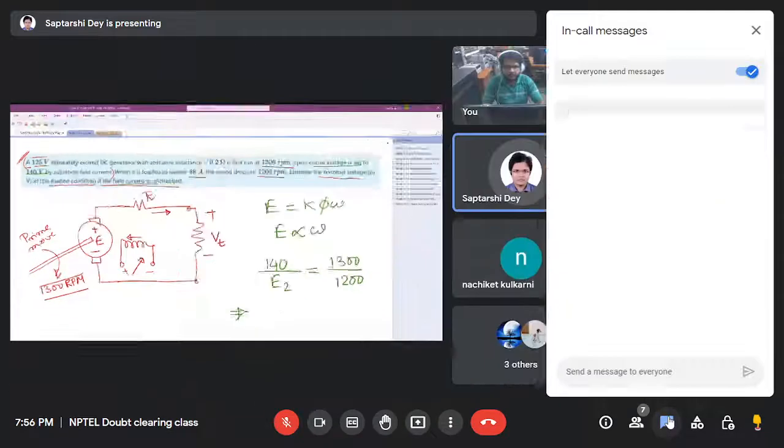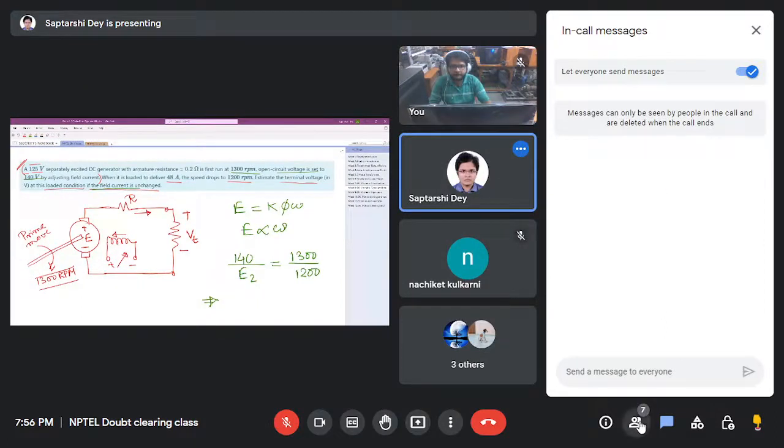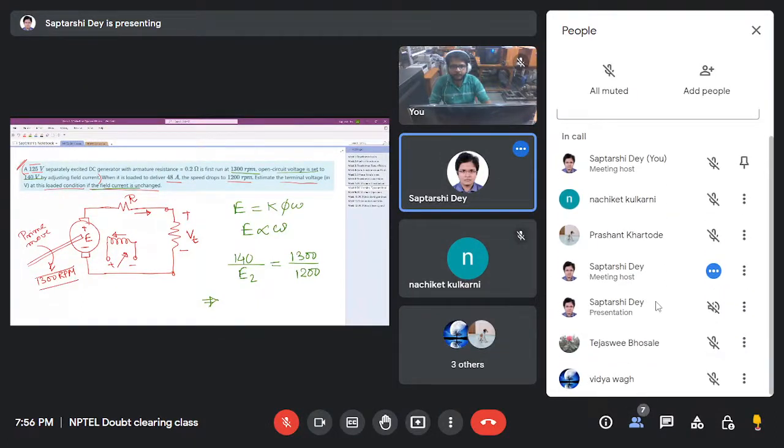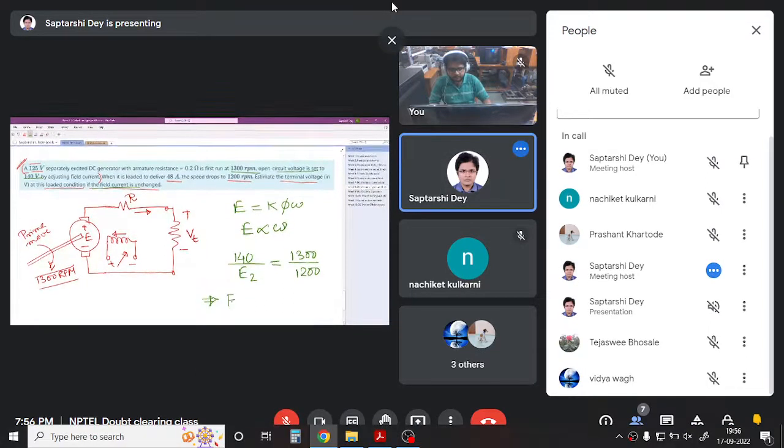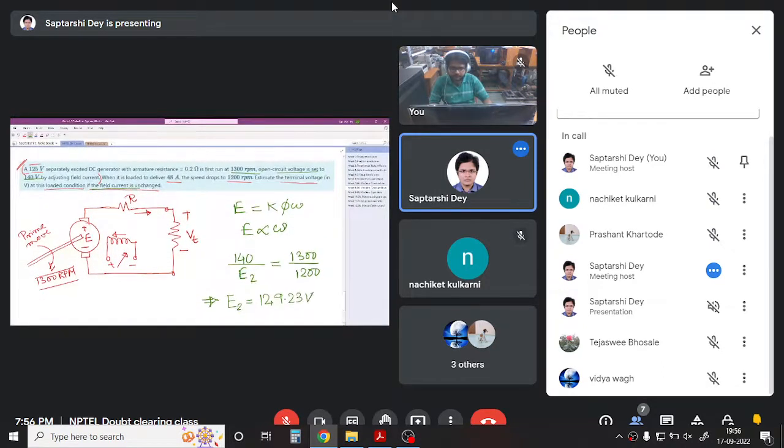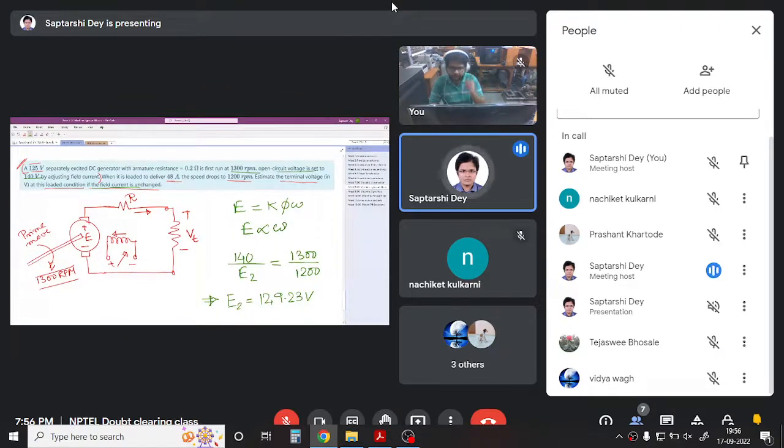Today I will call people who never respond. Tejashi, can I do this calculation in RPM? RPM is not the SI unit. Tejashi, can you hear me? Tejashi, are you there? Vidya, can you answer this question? Do I need to convert these speeds to radian per second?